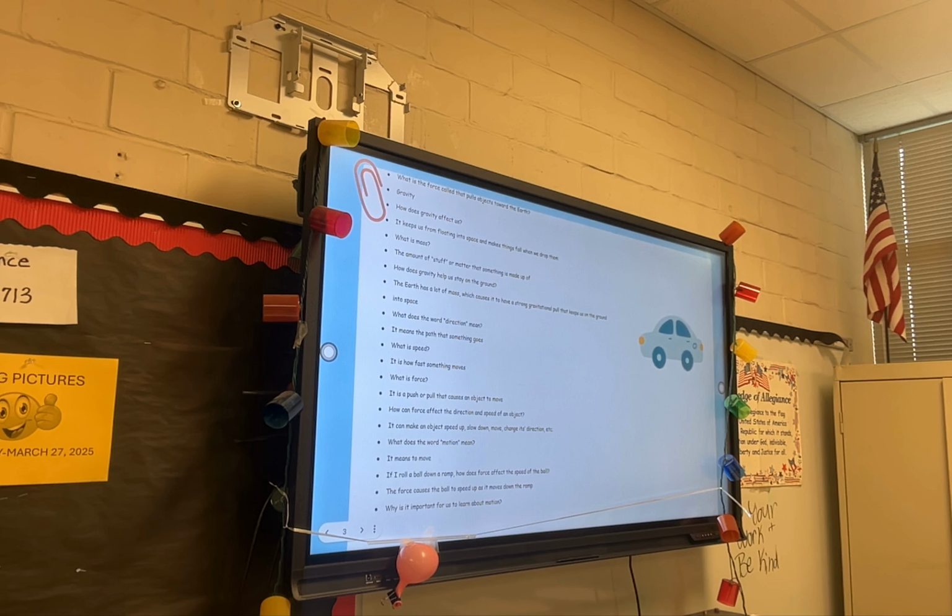Okay, it's our big thinking question. Why do you think it is important for us to learn about motion? Why is it important for us to learn about how objects can move and change their motion, Avery? So we know how it works and how objects can change their direction or their speed.